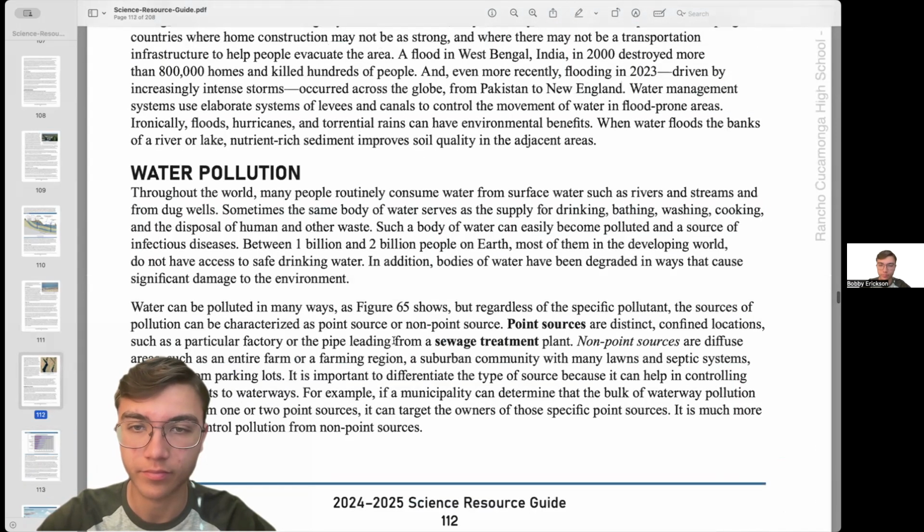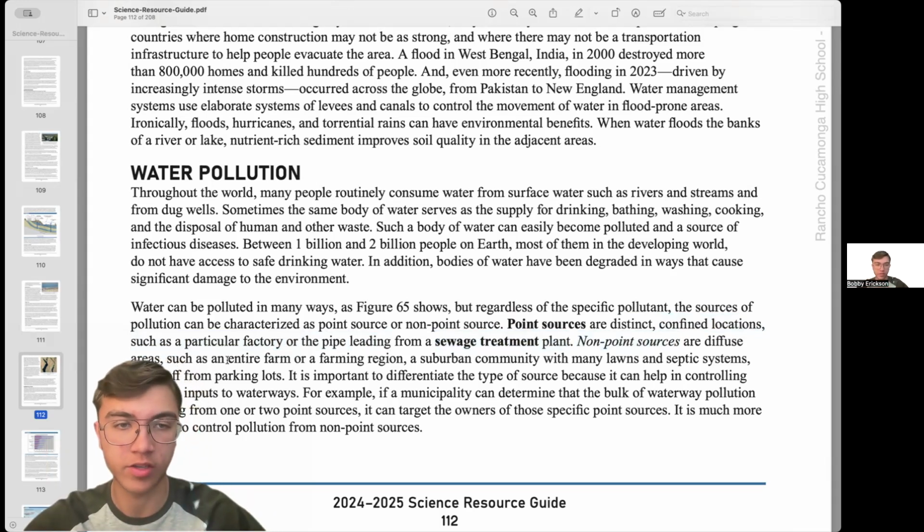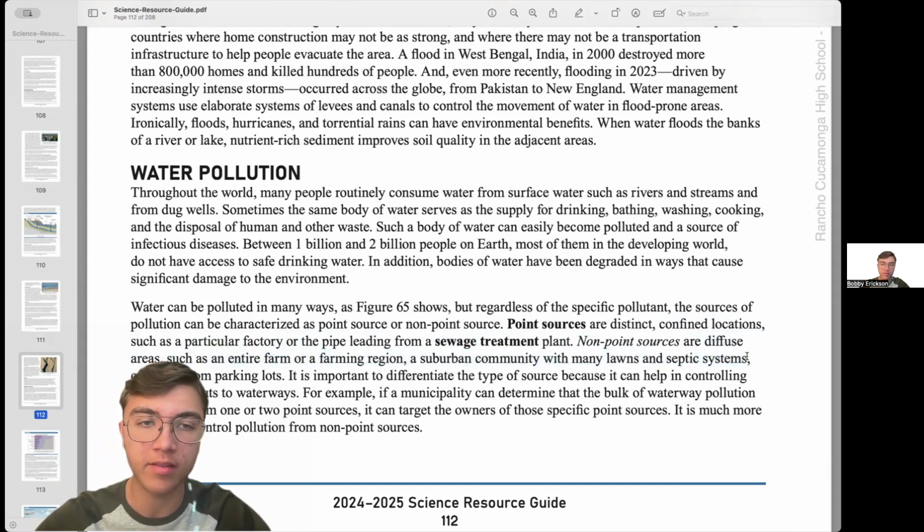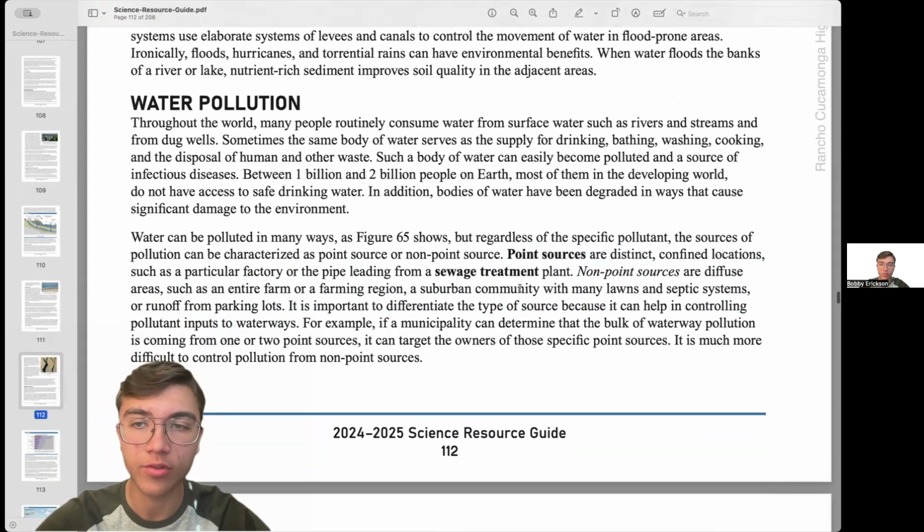Okay, so next up, we're going to be talking about point sources and non-point sources. Point sources have confined locations such as a factory or a pipe leading from a sewage treatment plant. Non-point sources are like entire regions, such as a farm or farming region, a suburban community with lots of lawns and septic systems, or runoff from parking lots. So these general areas are actually harder to control.